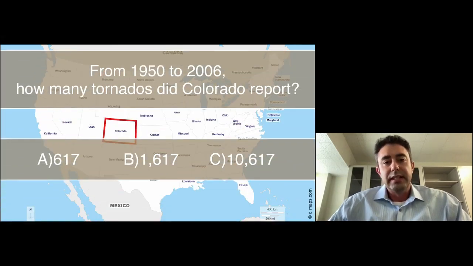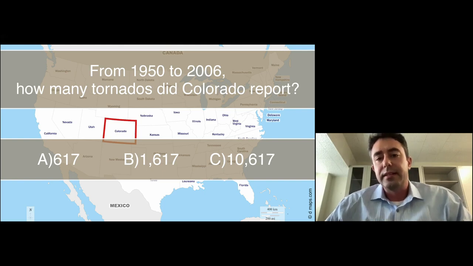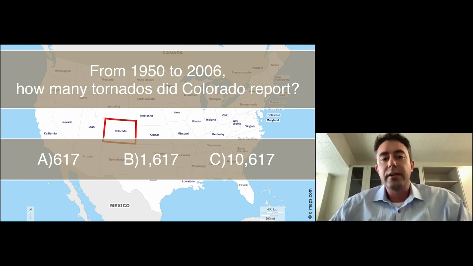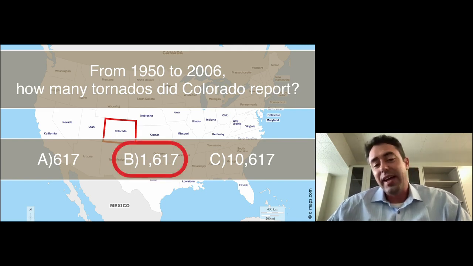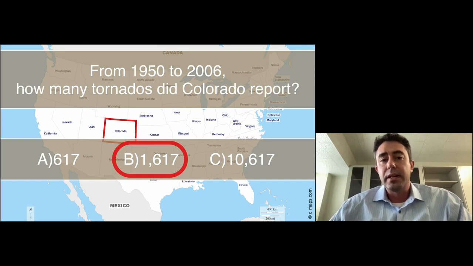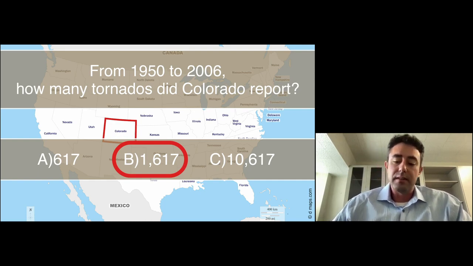Question for you: from 1950 to 2006, how many tornadoes do you think Colorado experienced? A, B, or C? If you said B, you're correct. Now including recent years from 2006, we've had probably close to 2,000 tornadoes in the state. So it is a significant location for these tornadoes.